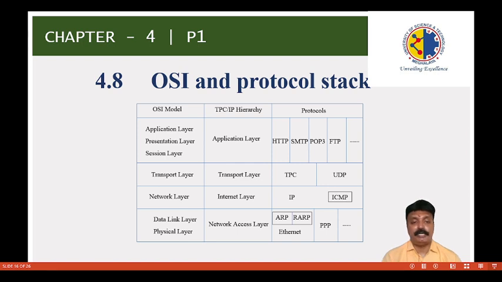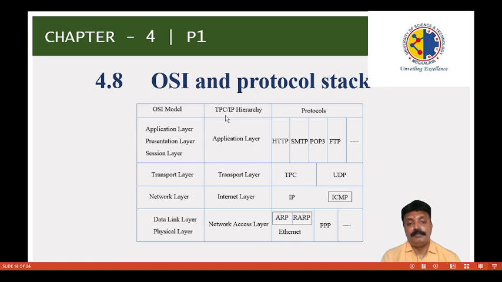OSI and protocol stack. So in this OSI model, 7 layers are there: application layer, presentation layer, session layer, transport layer, network layer, data link layer, and physical layer. In the case of the TCP/IP hierarchy, the first 3 layers are considered as the application layer. Then the transport layer remains the same. Network layer is considered as the internet layer. Data link layer and physical layer are considered as the network access layer.